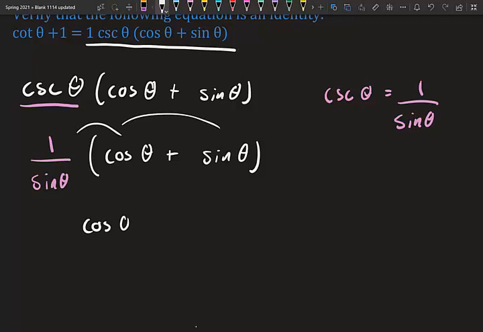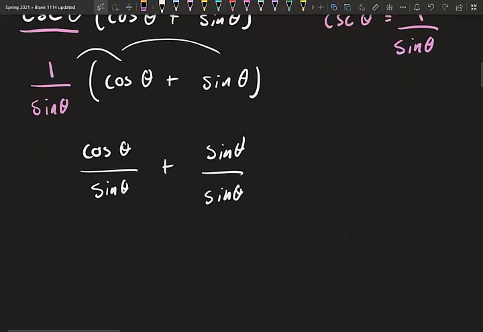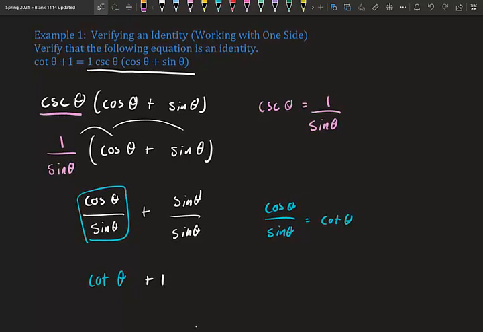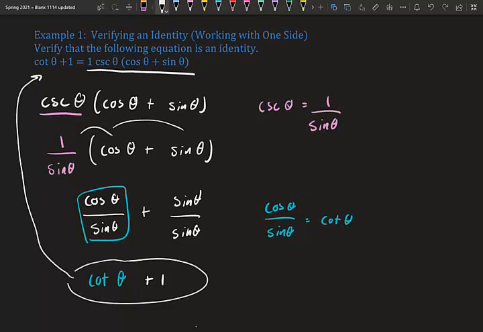We'll have cosine theta over sine theta plus sine theta over sine theta. Now let's simplify. Cosine theta over sine theta is just cotangent theta, so let's switch this to cotangent theta. And then sine over sine, that's just 1, because that's the same thing over the same thing. So plus 1. It's the same thing. We made it equal. That's it. We're done verifying.